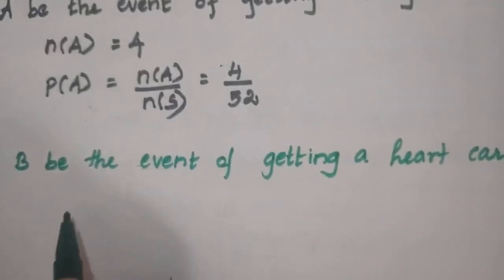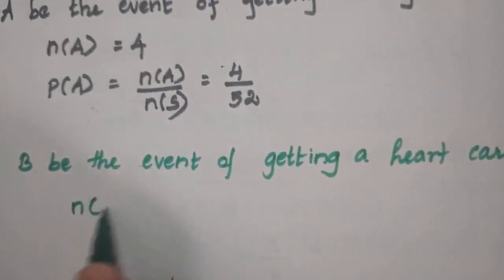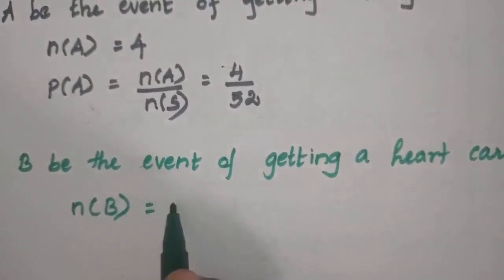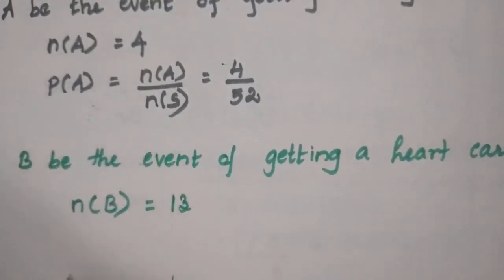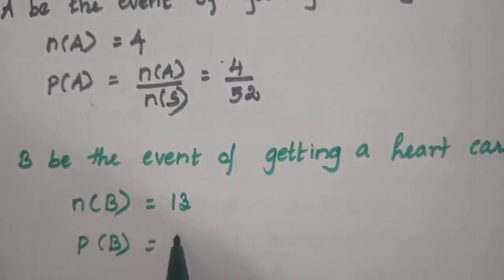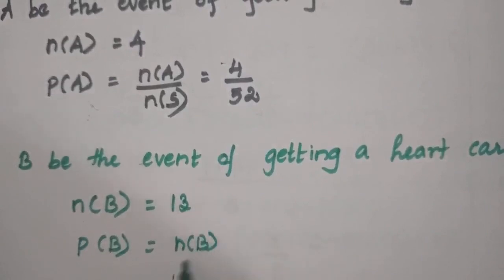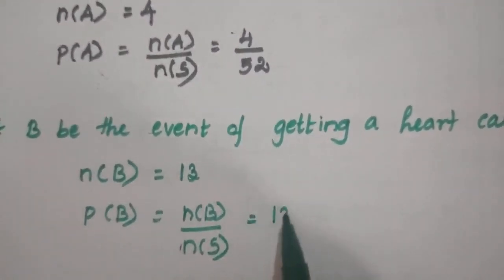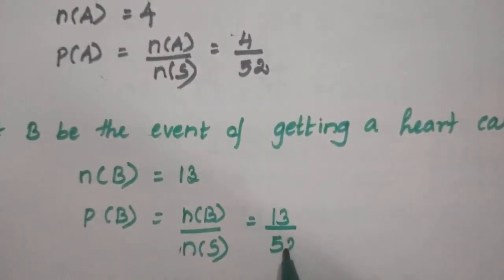How many hearts cards will be there? Yes, there are 13 heart cards in a pack of 52 cards. So n of B is 13. Now we are going to find P of B, which is equal to n of B by n of S. Substitute the values here, which is 13 by 52.